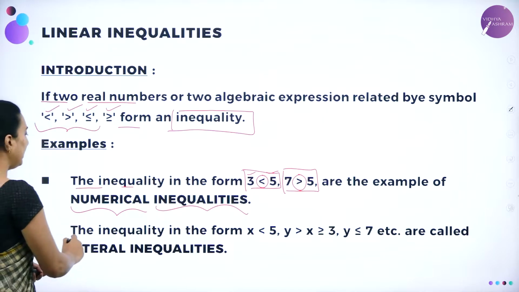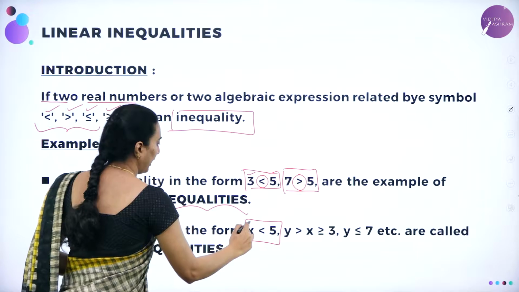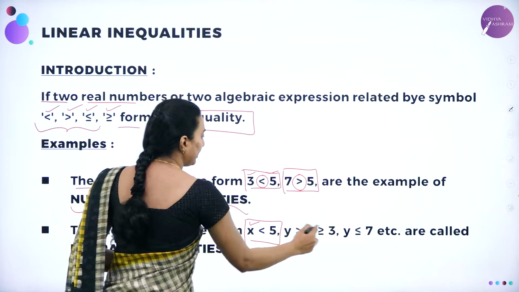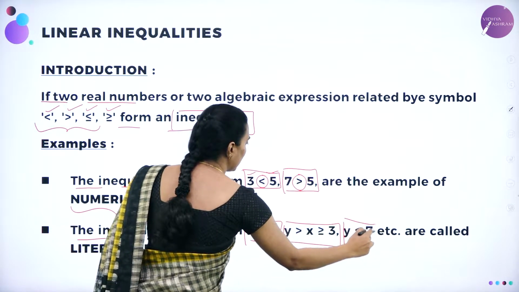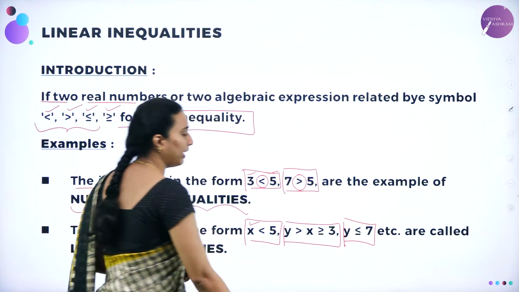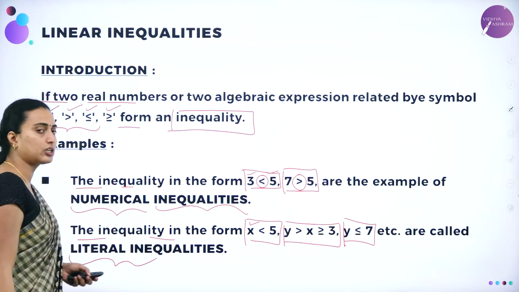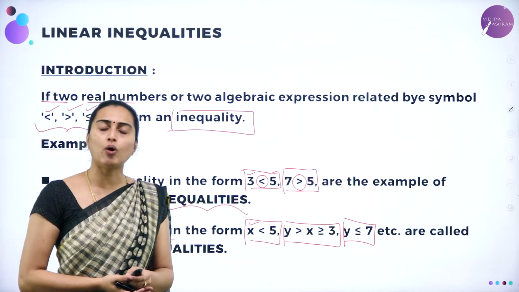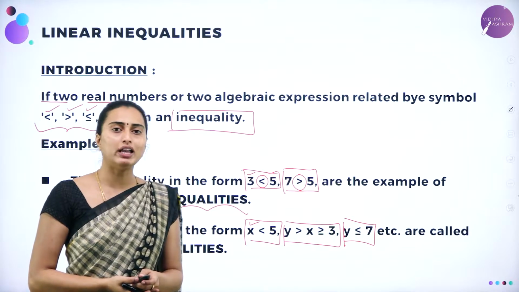And then the inequality in the form of x lesser than 5, here the variable is x. Y, x is lesser than y and greater than or equal to 3, here x and y are the variables. Y is lesser than or equal to 7, y is a variable, etc. These are going to be known as literal inequalities. If you are only using the numbers, it is a numerical inequality. If you are going to use the variable, it is going to be known as the literal inequality.